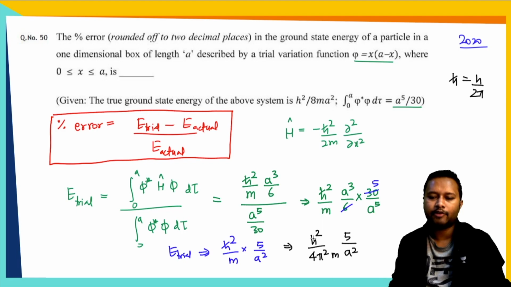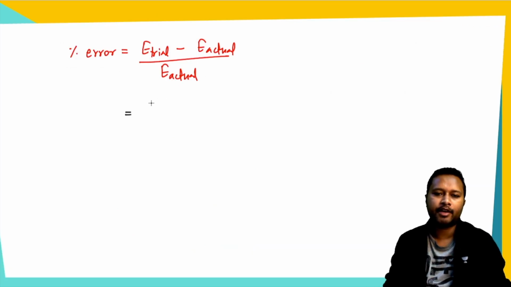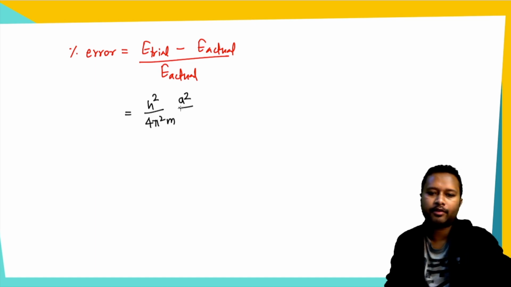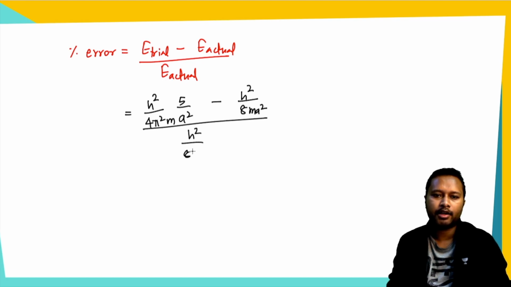This is the value of your E trial which you are going to get, and E actual you already know. Put both these values here, E trial minus E actual upon E actual, to get the percentage error. So let me show you how it will be done. Right, so this was the equation. E trial we have calculated as h square upon 4 pi square m, and 5 upon a square. So this was what, and E actual is already given to you in the question, that h square upon 8 m a square.